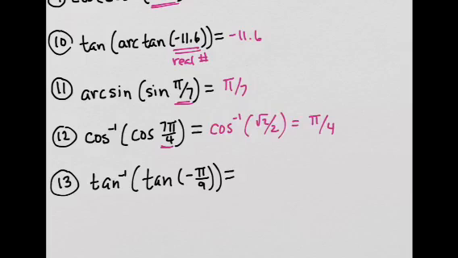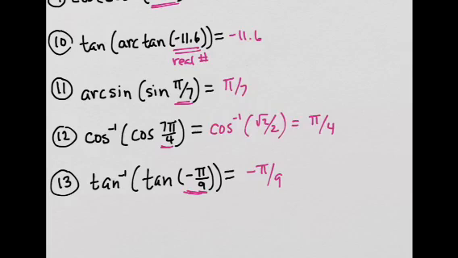For tangent inverse of tangent of negative pi over 9, just like with sine, the 1-to-1 piece is between negative pi over 2 and pi over 2, but this doesn't include the endpoints, right? But negative pi over 9 is within that range. So we have negative pi over 9 as our answer.